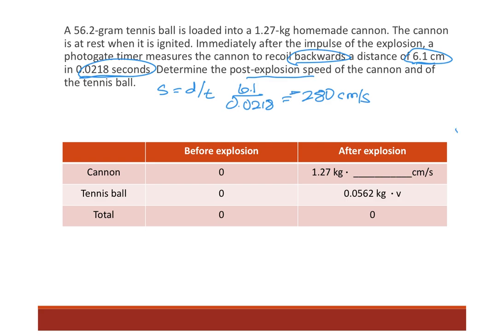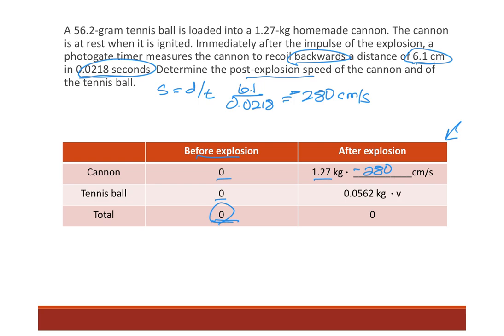And so then using our momentum table again, we think about, well, before the explosion, the cannon and the tennis ball are basically at rest. So there's no momentum going on. So our total momentum of the system before the explosion will be 0. But after the explosion, things are moving. The total momentum still has to equal 0. What's happening? We know that our cannon weighs 1.27 kilograms. We have figured out its speed as being a negative 280 centimeters per second.